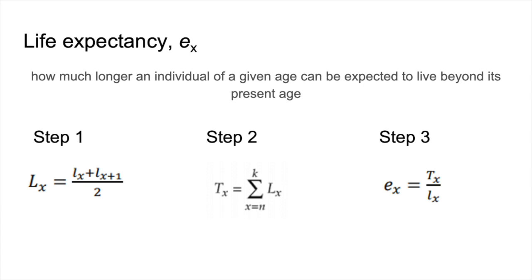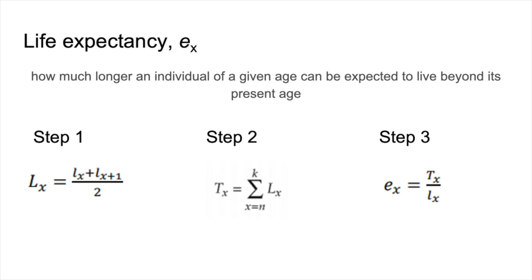Step 2 involves the summation, or the adding, of all midpoint survival values of the species from birth till death. And finally, step 3, which will give us the actual life expectancy value, is for us to divide the summation of all midpoint survival values by the actual survivorship at that age. So as you can see, life expectancy is actually age-specific. It is the expected number of time intervals remaining to members of a given age.